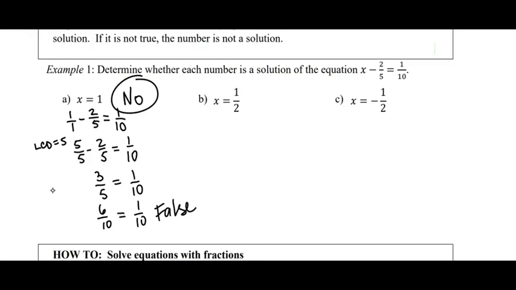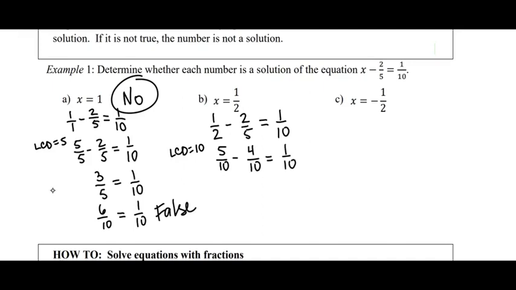The next one is going to be x is 1/2. So let's go ahead and plug in the 1/2 minus 2/5 equals 1/10. So the LCD between 2 and 5 equals 10. 2 goes into 10 5 times, so the 1/2 is going to be 5/10. 5 goes into 10 twice, so the new fraction 2/5 is the same as 4/10.